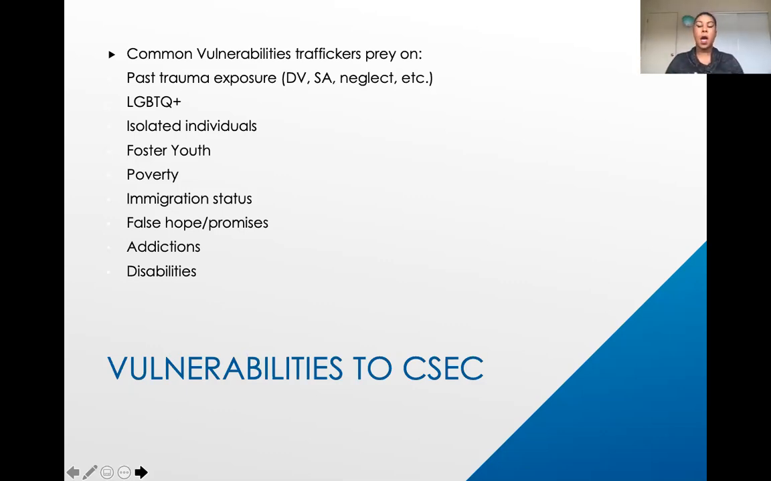Addictions, another big one. And so if somebody has an addiction, it's that much easier to exploit them. The traffickers will say, I will supply you with all the drugs you want, but you have to do this. And then disabilities. For similar reasons as LGBTQ, we live in a pretty ableist society where people with disabilities aren't often given opportunities to make money, and they're often not given opportunities to feel sexually affirmed. And a trafficker might try to be like, hey, I have money for you. I have a place where you can feel more affirmed in that way. And so we want to make sure that similarly our youth with disabilities know that they are valued and have opportunities for themselves so traffickers cannot prey on them.